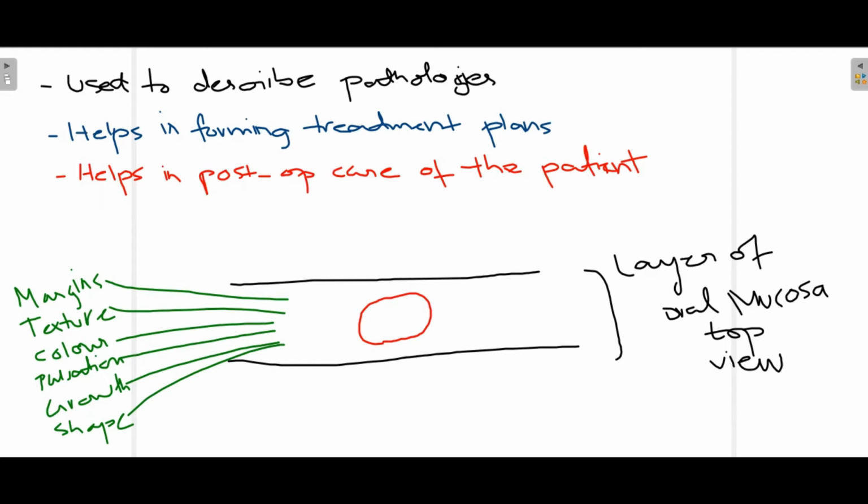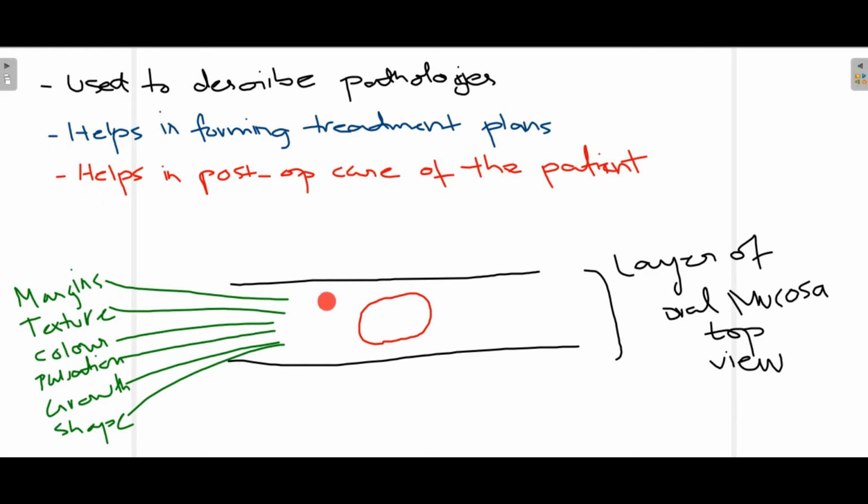Firstly, talking about how these descriptive terminologies help in oral and maxillofacial pathology. These descriptive terms are used to describe the different pathologies that are found in the oral cavity. It also helps in formulating the treatment plan for the patient in order to achieve the best possible prognosis. And these descriptive terminologies also help in post-op care of the patient, because the lesion will either get better, which is for the betterment of the patient, or it will worsen, which will help the dental surgeon to change the treatment plan for better treatment outcomes.